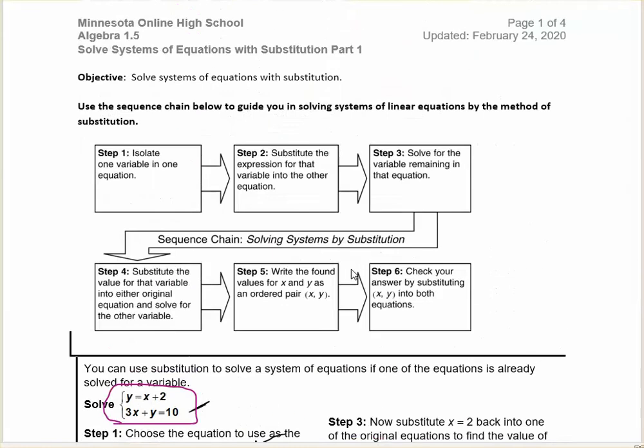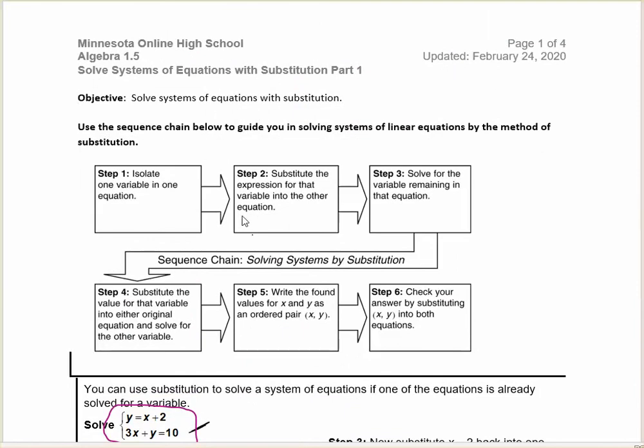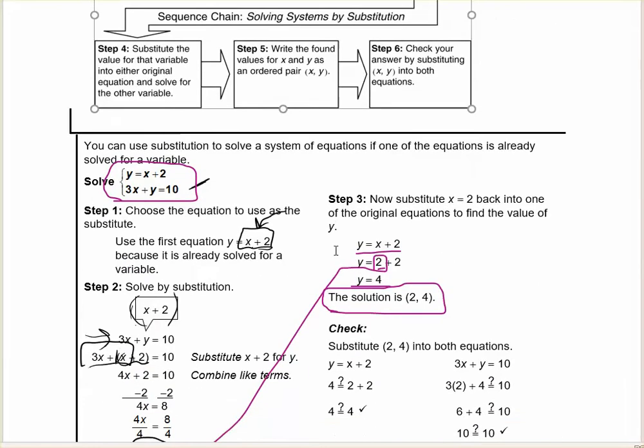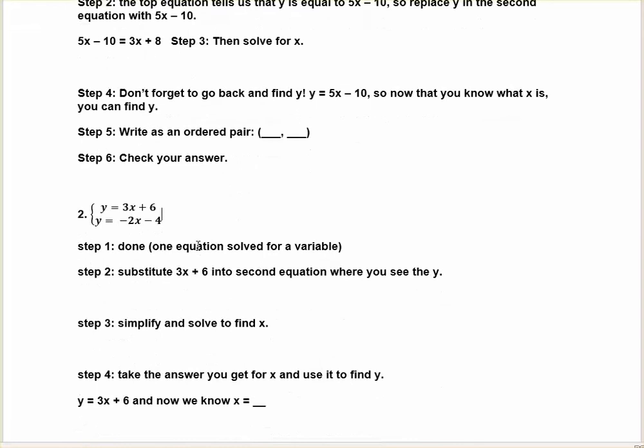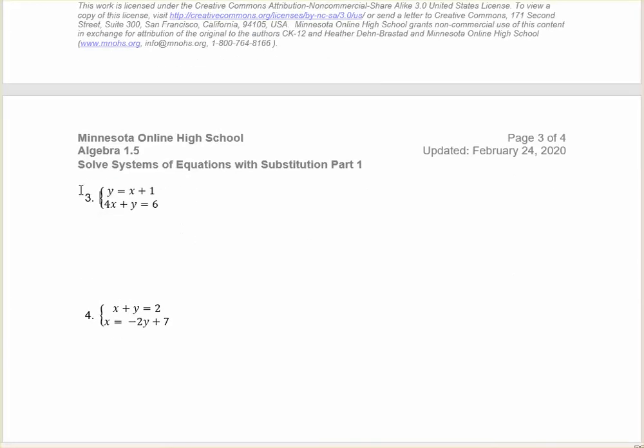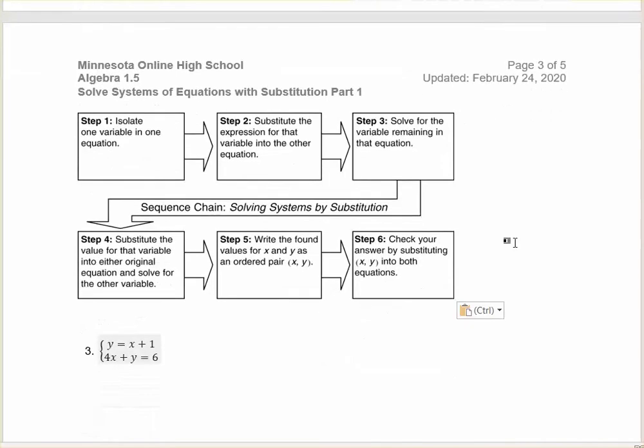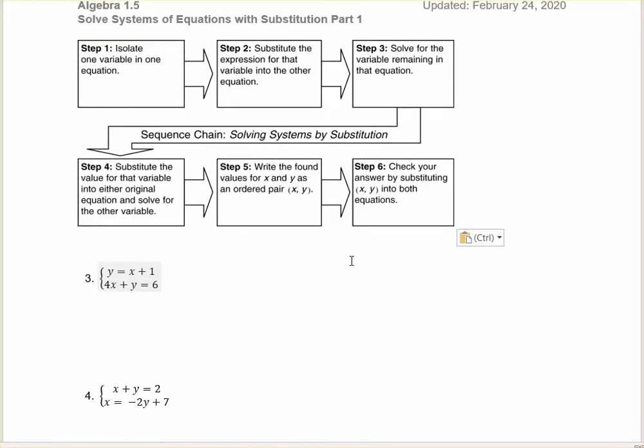In fact, to make it a little bit easier to follow, I'm going to copy this image and put it down next to the problems. So 1 and 2 already have those steps written out for me, but these problems don't have those steps there. So I'm going to give myself a little more space and put this right there. And now we'll do number 3 together following these steps. So step 1 says to isolate one variable in one equation. Well, we already have that y is equal to x plus 1. So I don't need to do that step. y equals x plus 1.